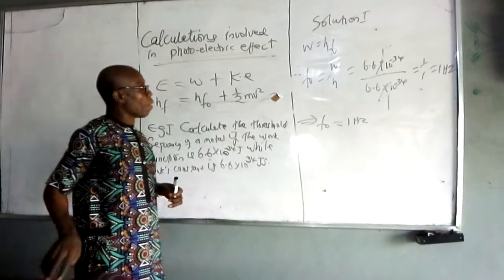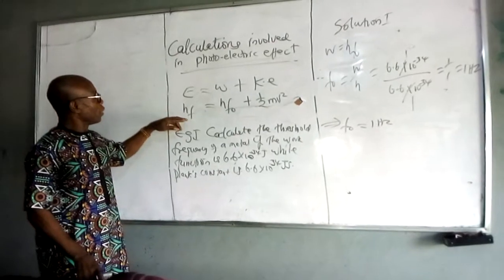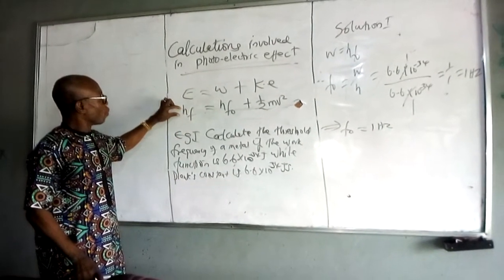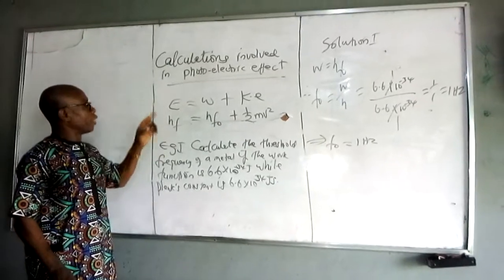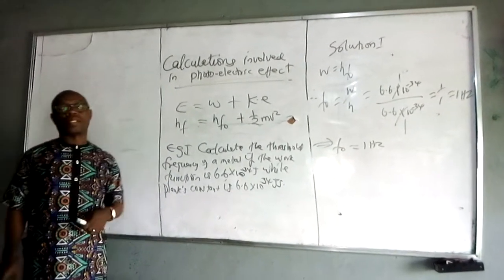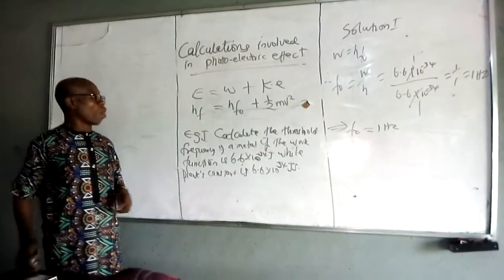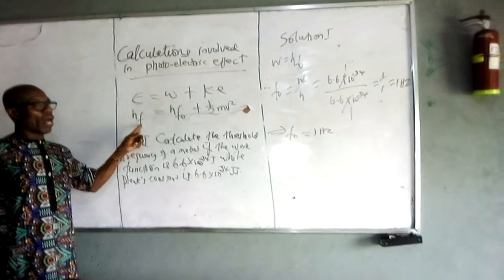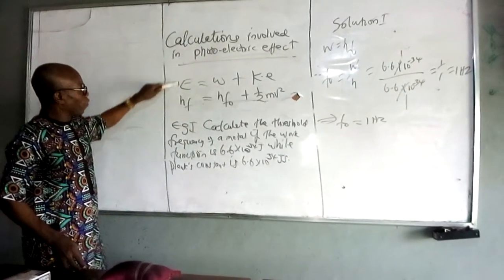Also, if we are given Planck constant and total energy of incident light, and we are asked to solve for frequency of incident light, we make use of this equation.